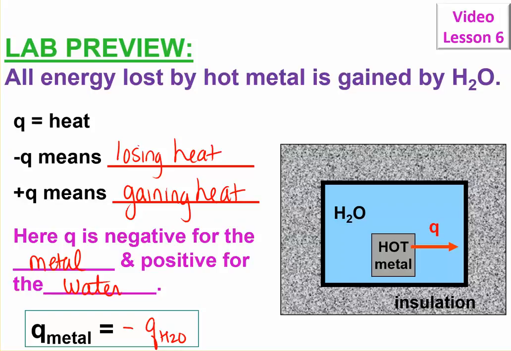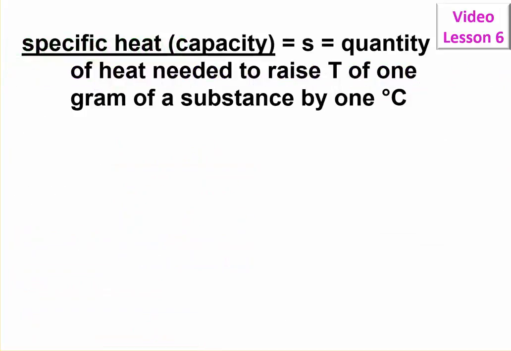Don't confuse heat with temperature. Heat gives a temperature change. Heat is the transfer of thermal energy. Specific heat, sometimes called specific heat capacity, small letter s, is how much heat it takes to raise the temperature of something. In other words, some substances will warm up with very little heat given to them, and other substances don't warm up so easily. They have to absorb a lot of heat before they warm up.